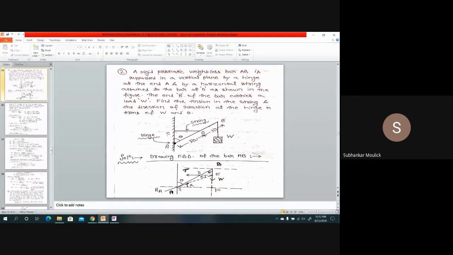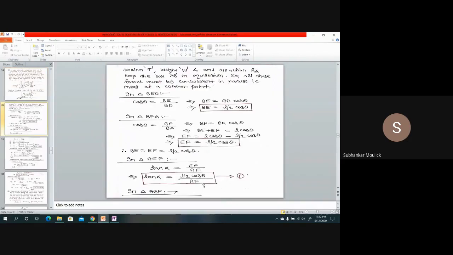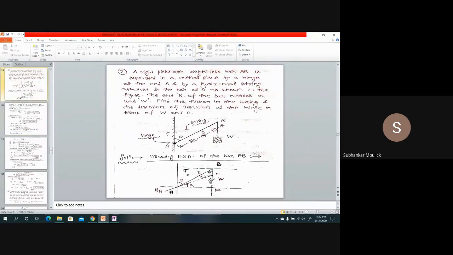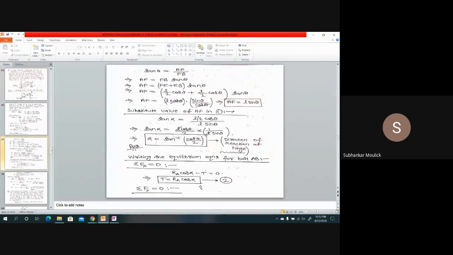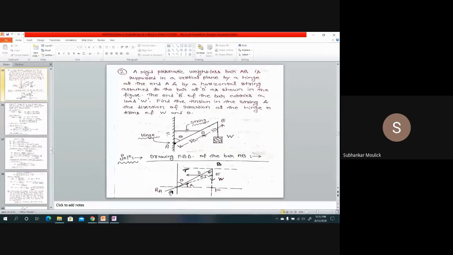ABF, the entire big triangle. What can I write? I want to get the value of AF. How can I get it? If I take cos theta... no, I cannot take cos theta. I have to take sin theta, or tan theta, okay, not an issue. So in triangle ABF, if I take tan theta, it will be P by B.